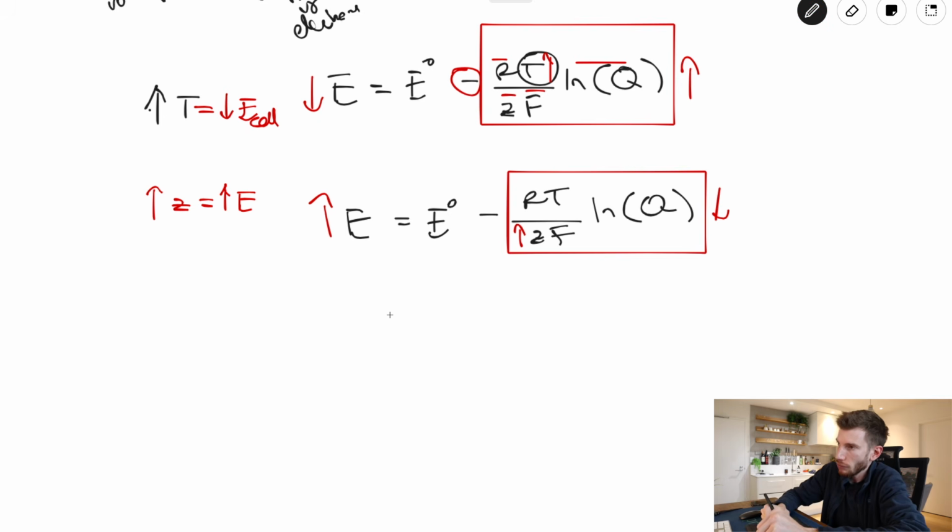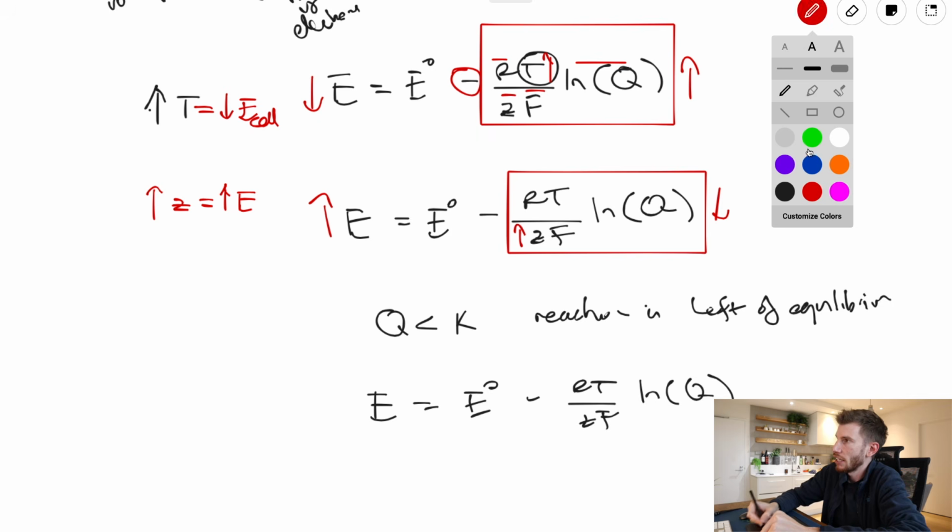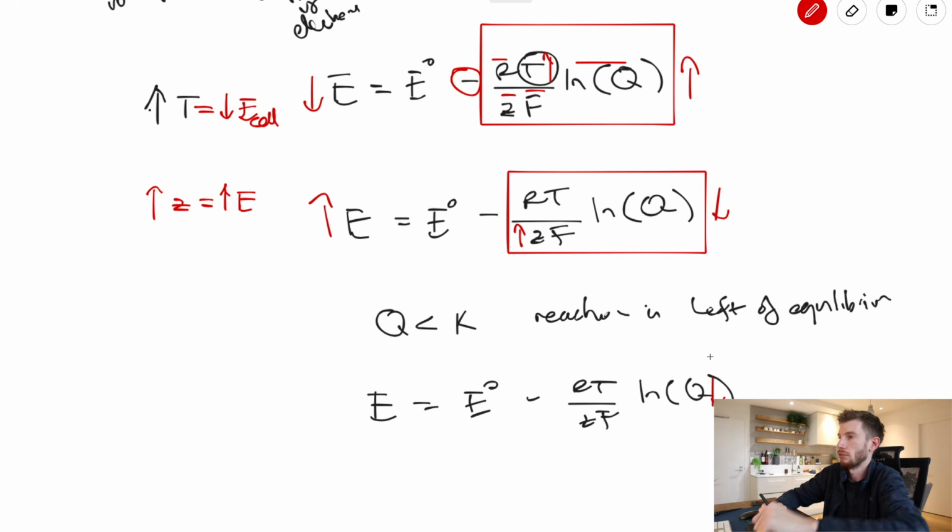Now let's look at Q. So we know that when Q is less than K, the reaction is what's called to the left of equilibrium. In other words, what that means is that it's still progressing forwards. It's still favoring the forward reaction. So if that were the case and it implied that the reaction had not yet equilibrated, then you know that Q is lower than it normally is, right? So what happens in that case? E equals E naught minus RT on ZF, ln Q. If we were to decrease Q, or make it lower, right, than normal, that decreases the value of the log.